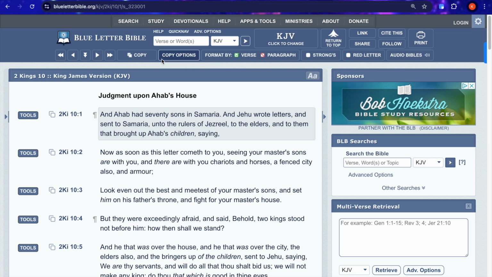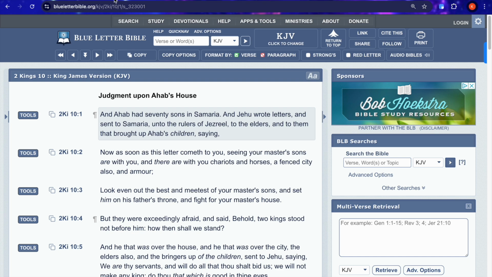So in the 10th chapter, we go on and see how Jehu continues to fulfill the burden that was prophesied against the house of Ahab here in this chapter.